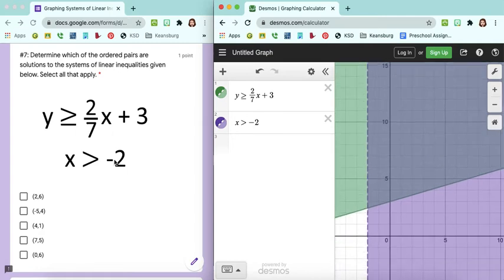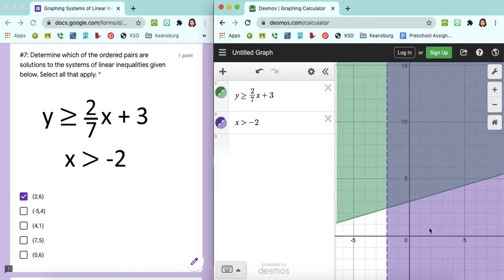So I'm going to look first, my first coordinate is 2, 6. So I go over 2, up 6, 1, 2, 3, 4, 5, 6. And I see that 2, 6 is right here, which is in the darkish purpley green part that I want it to be in. So 2, 6 is a possible answer. Check.